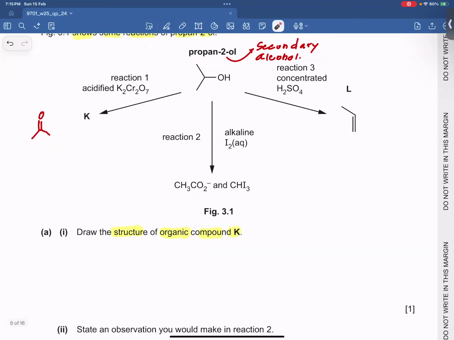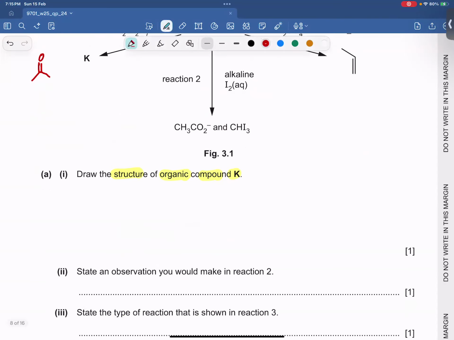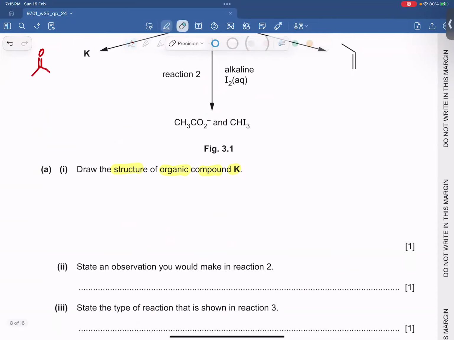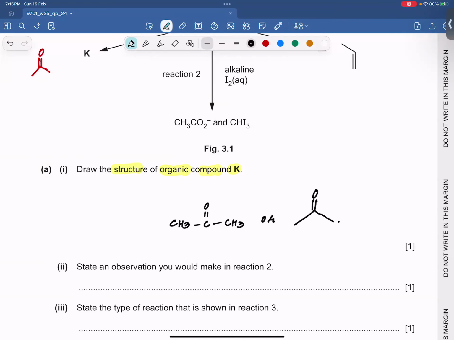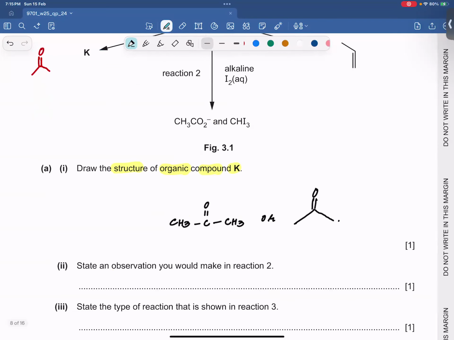So draw the structure of organic compound K. So that's propanone. This is CH3. This is CO. This is CH3. Okay. Or you can write in a skeletal form also, like this. Okay. State an observation you would make in reaction 2. In reaction 2, I'll get the yellow precipitates of iodoform.